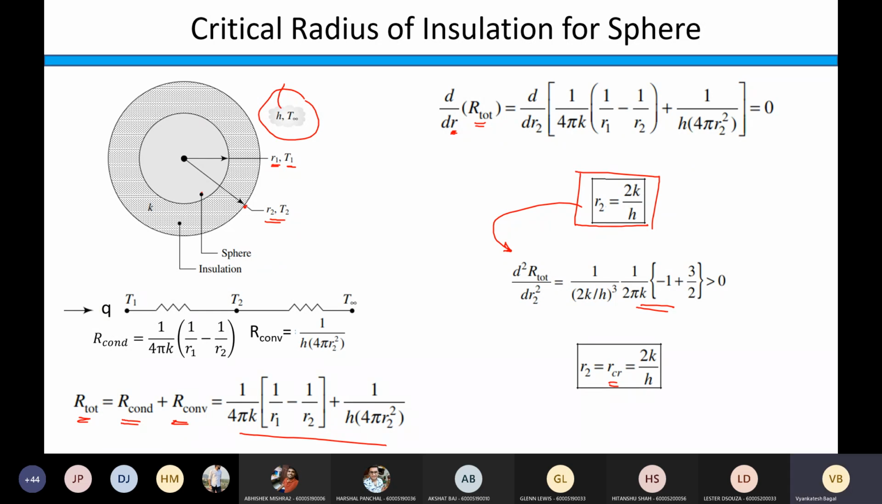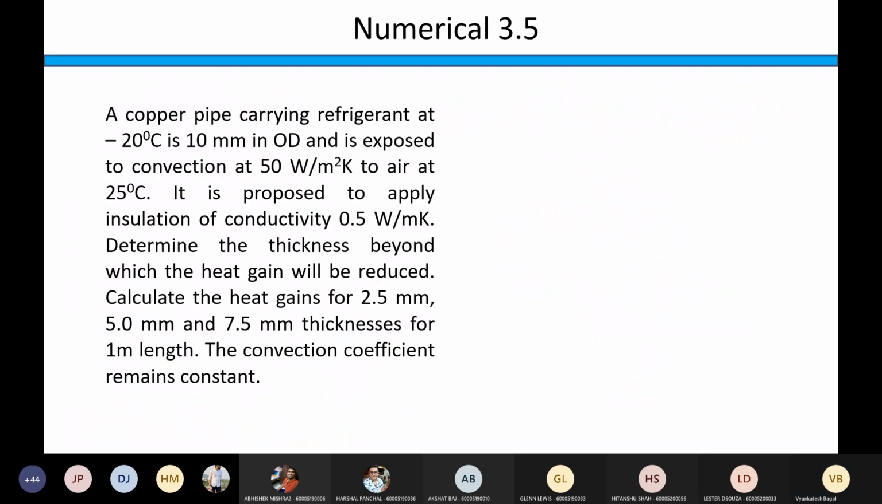Same logic is applied, nothing else. Same logic as that of the cylinder. So remember, for the cylinder, the critical radius is K by H, and for the sphere it is 2K by H, right?